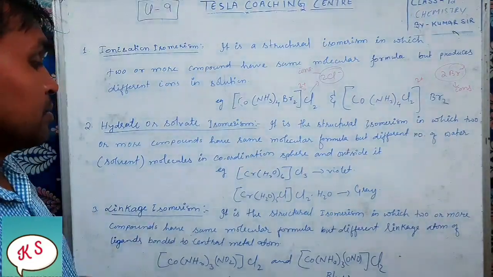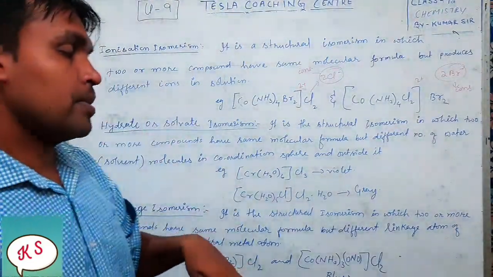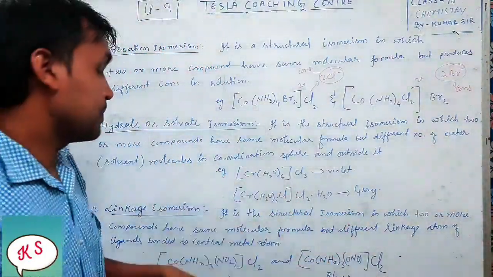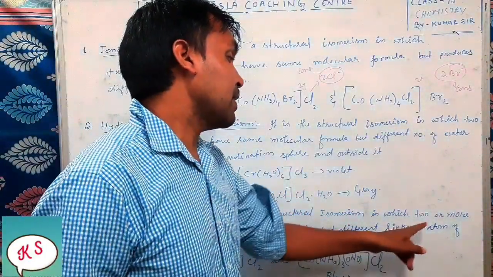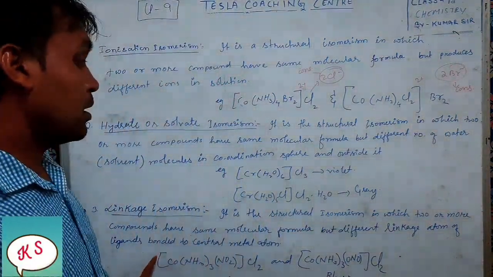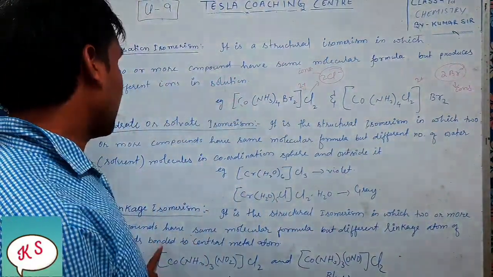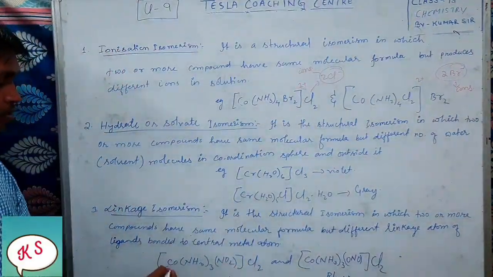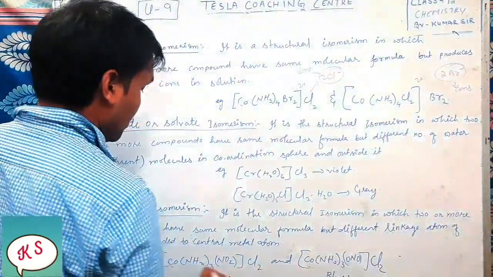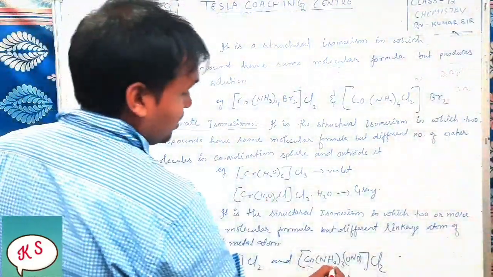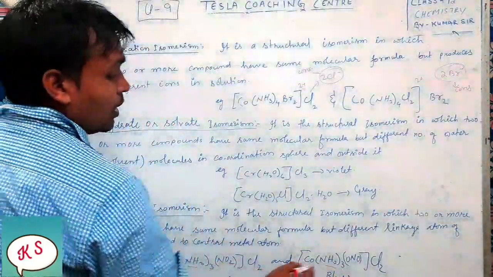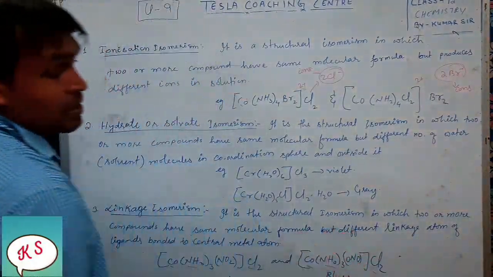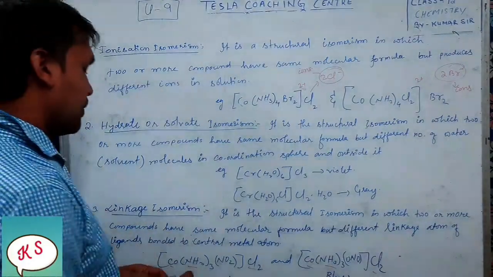So what is linkage isomerism? It is a structural isomerism in which two or more compounds have the same molecular formula but differ in linkage of atoms of ligands bonded to the central metal atom. Means what? See here also Co, NH3 3 times, NH3 3 times, NO2, NO2, and here Cl2, Cl2. Everything is same, right? Only they are differing in what?